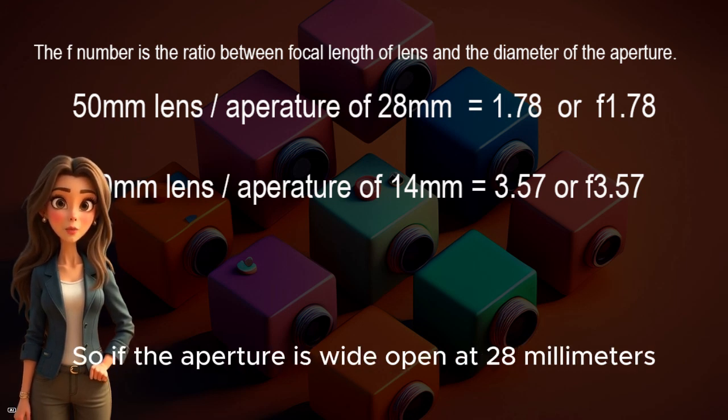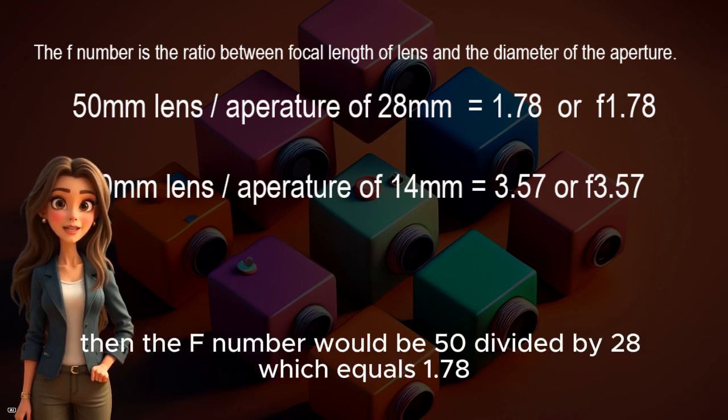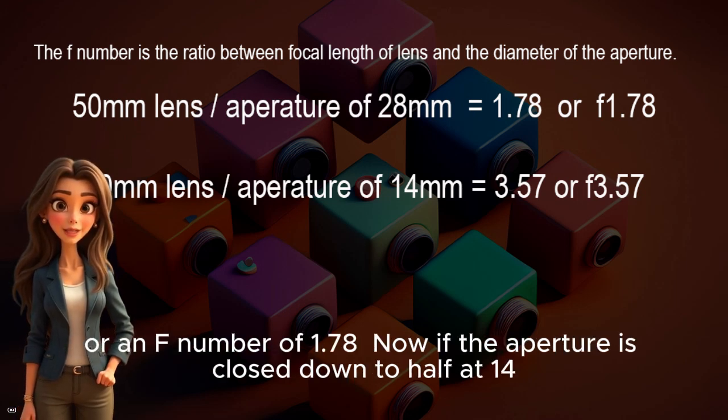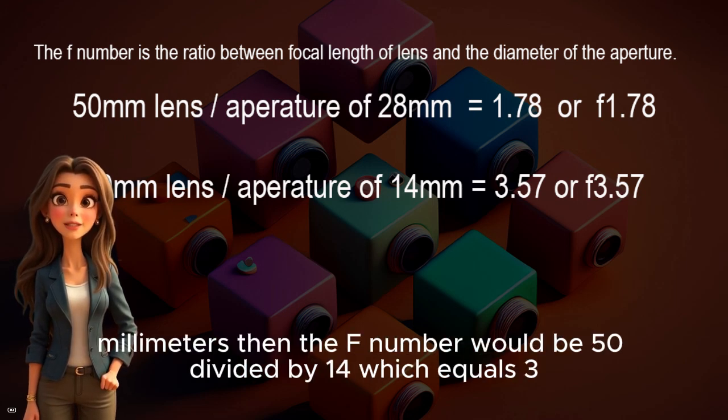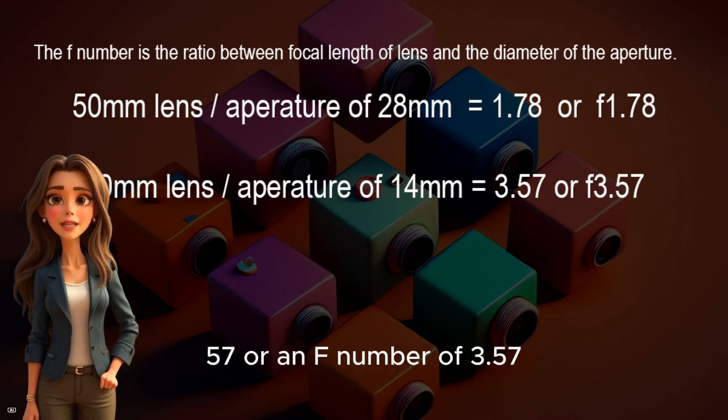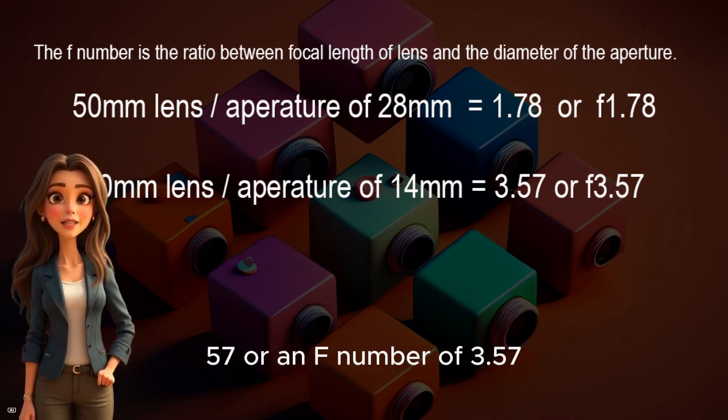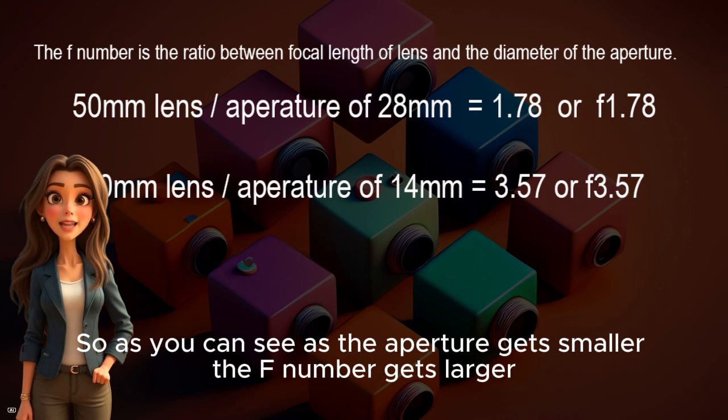So if the aperture is wide open at 28 millimeters, then the f-number would be 50 divided by 28, which equals 1.78, or an f-number of 1.78. Now, if the aperture is closed down to half at 14 millimeters, then the f-number would be 50 divided by 14, which equals 3.57, or an f-number of 3.57. So, as you can see, as the aperture gets smaller, the f-number gets larger.